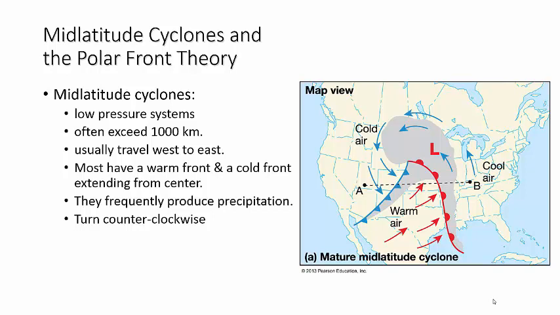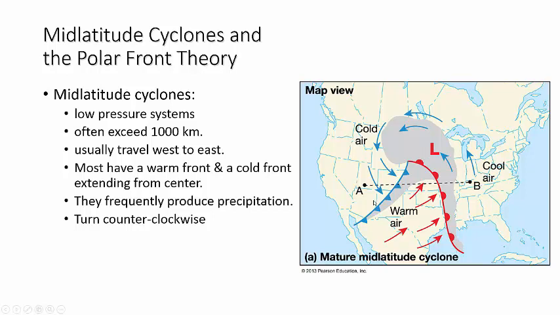Mid-latitude cyclones. These are just systems of low pressure, but they're large systems of low pressure, over 1,000 kilometers across. Now they usually go from west to east. This is, follow the westerlies, right? West to east. And they always have this warm front, and it's followed by a cold front.